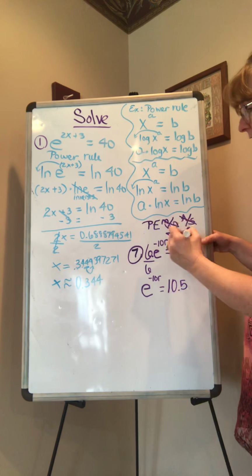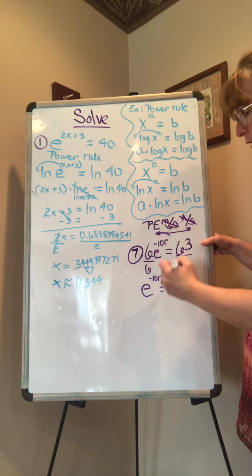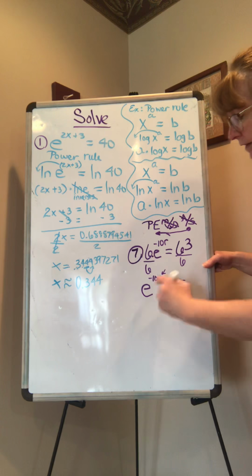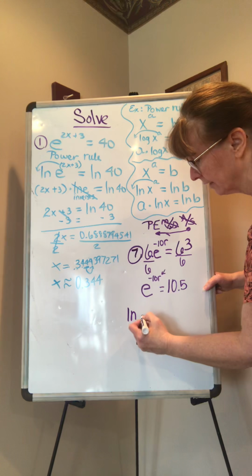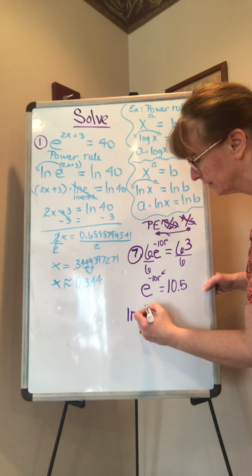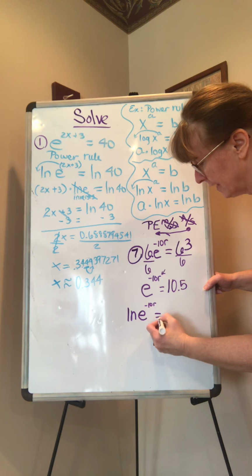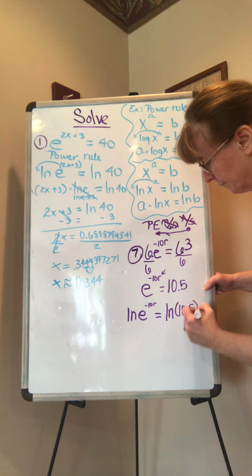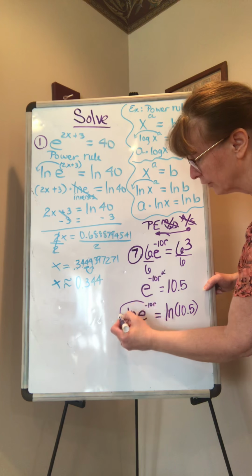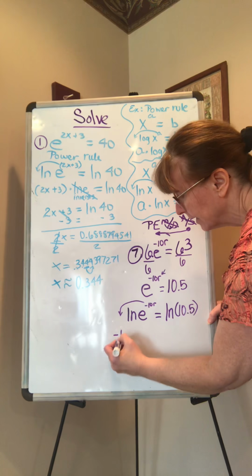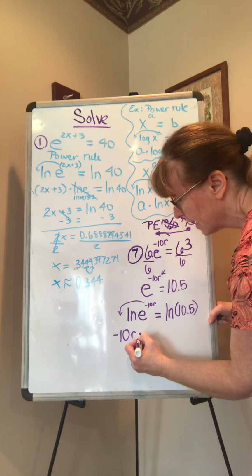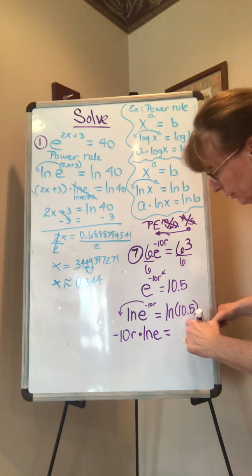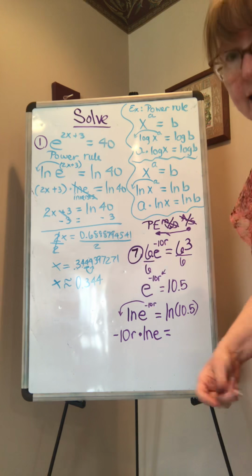Now I did the multiplication division. I'm moving on. Exponent. All right, here's my exponent. The only way I'm getting r out of the exponent is with a log. So natural log of e to the negative 10r is now equal to the natural log of 10.5. Power rule takes my exponent down in front. Negative 10r times natural log of e is equal to, now the natural log of 10.5 is again a number.